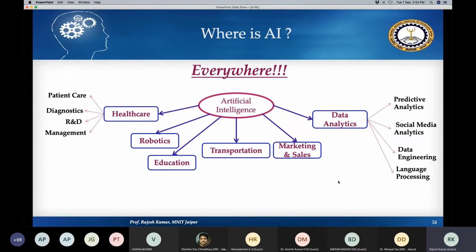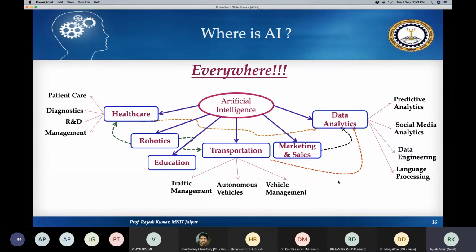If we divide it further, healthcare: we have patient care, diagnostics, R&D, and management. These are some of the major areas. Data analytics includes predictive analytics, social media analytics, data engineering, language processing, and all that. If I talk about EV or transportation, we can say traffic management, autonomous vehicle management, and others.